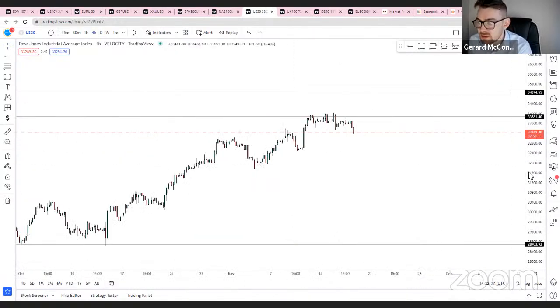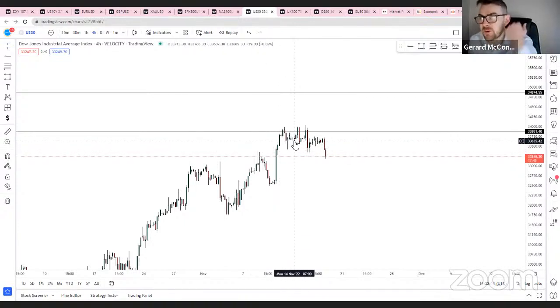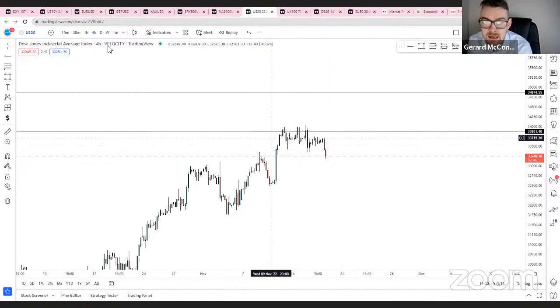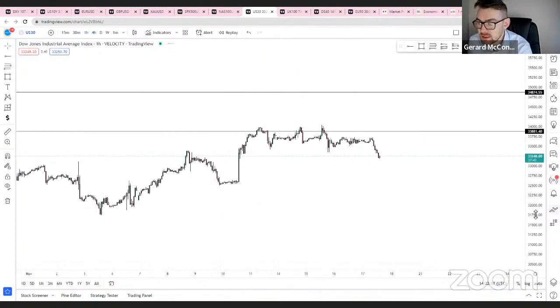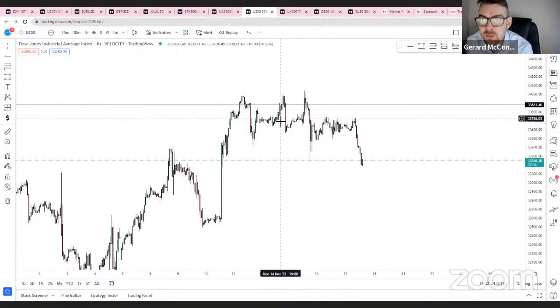Yesterday we talked about this region of interest, this kind of 500 point range for the week between 32,500 and 34,000. It has now broken. When we look at the price action this morning, that sentiment is really hammering the price action lower against what's been a very consolidated week of price action.